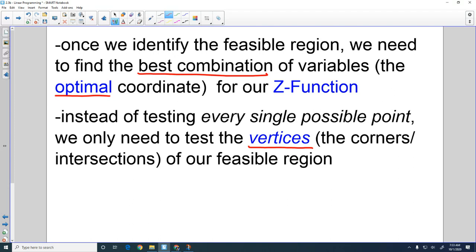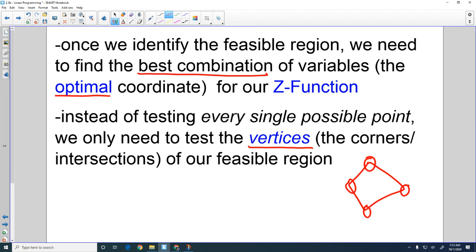Now, a vertice, that's just the plural for a vertex. If you remember from geometry, I know that word is kind of scary around here, right? We don't like to talk about it. But a vertex is just a corner. So whenever you've got your feasible region, and maybe it's some weird shape like this, the vertices are just the corners. You just check, like in this case, there'd be 4 vertices.